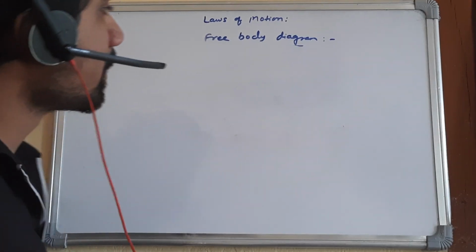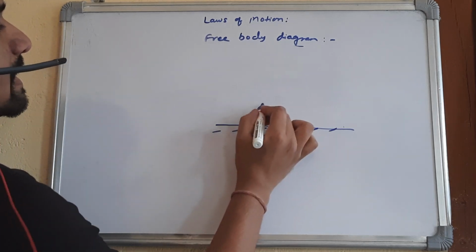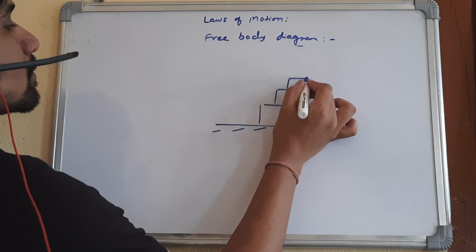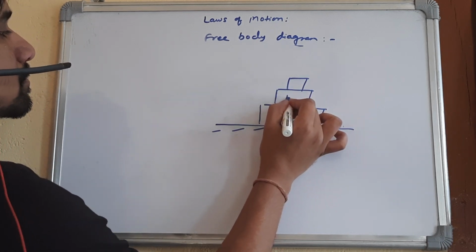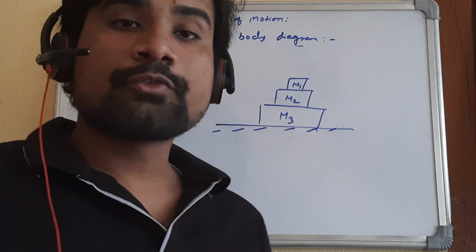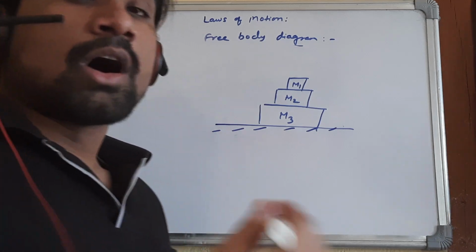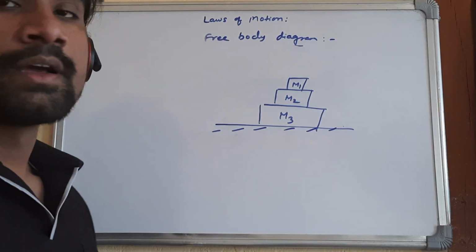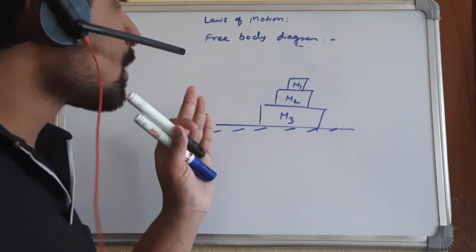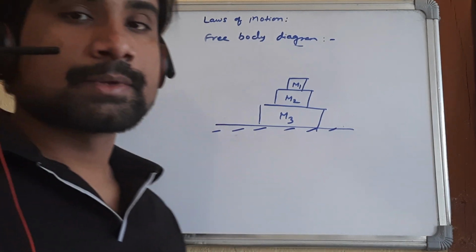So let's say there is a surface and it has three different masses on it. M3, M2, M1, right? Now I need to draw free body diagrams for all of these. How will it look? First of all, gravity is everywhere, so gravitational force will come for all three separately. But what is different here?